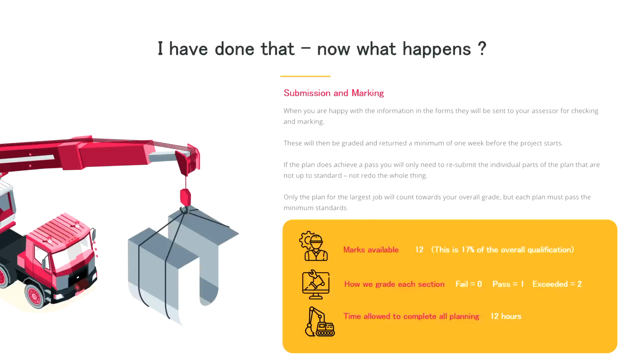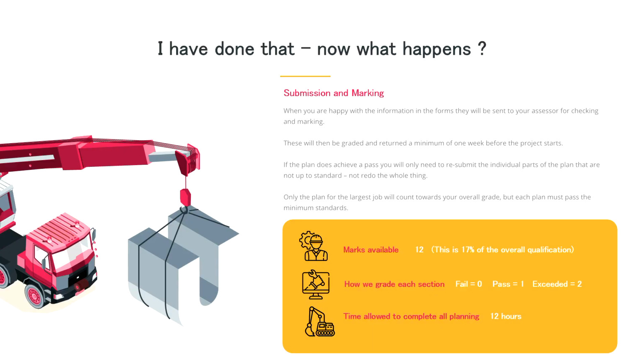You've done all that. Now what happens? We have to submit it for marking. So when you're happy with the information in the forms, they'll be sent to your assessor and they will check it and mark it. These will be then graded and returned a minimum of 1 week before the project starts. Now, if the plan doesn't achieve a pass, you won't need to resubmit the whole plan, just the part that's not up to standard. So it might mean that you need something else on the success criteria, but it means that you don't have to do a new risk assessment or method statement.